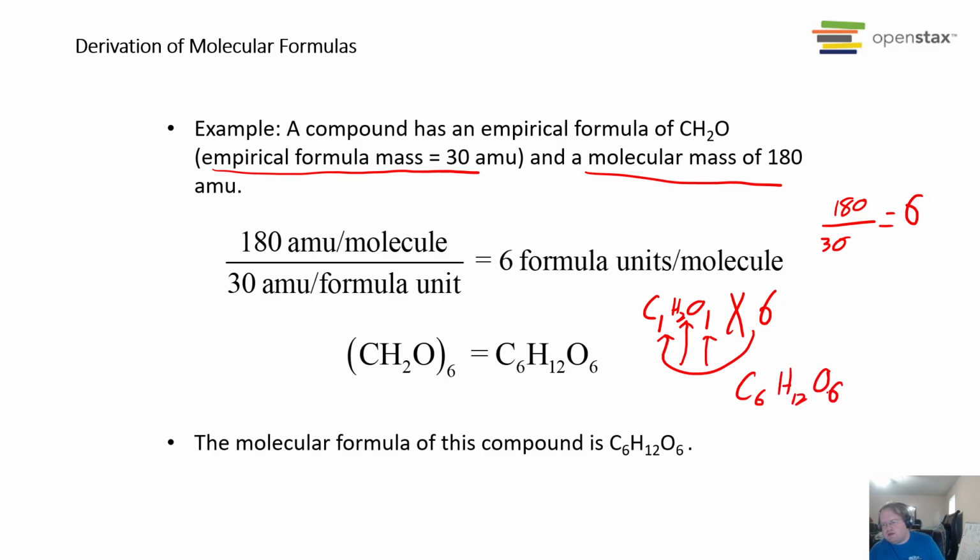C6H12O6. So this is how I would do it if I were to give you an empirical formula and I wanted you to find the molecular formula from that empirical formula. I would have to tell you the molecular mass. You can't get that on your own. You need that information from somewhere.